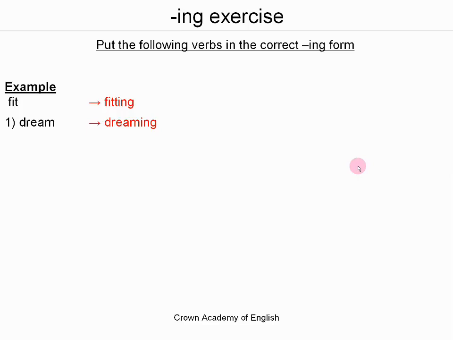Dreaming. So this is just a regular verb, and so we just add ing at the end. Question 2. Trafficking. The verb ends in C, so we add king to the end. Question 3.